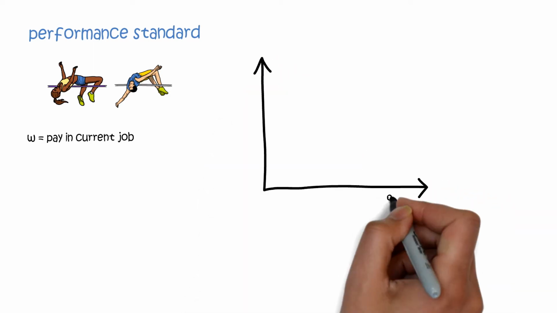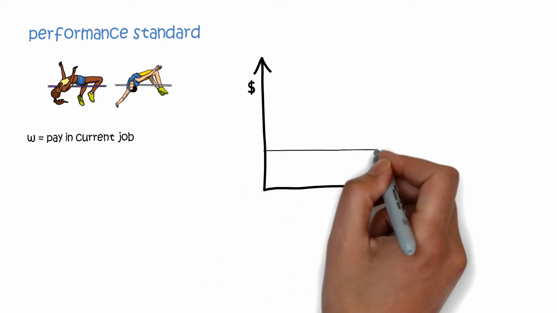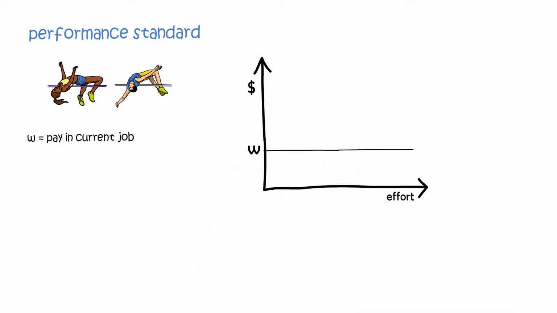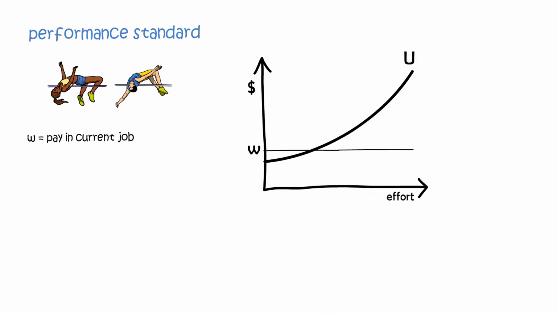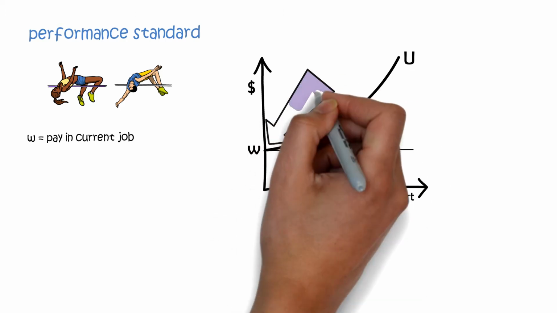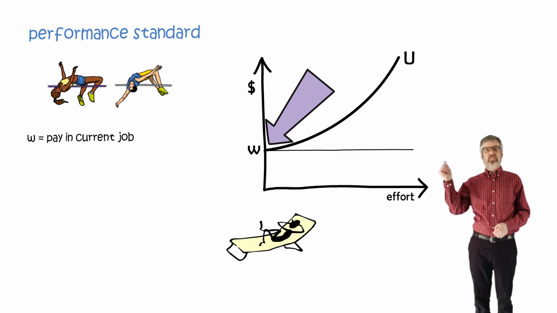We can represent this graphically using the familiar approach. Pay is independent of effort, so it's a flat line at W. Let's add an indifference curve for a worker who likes money but dislikes effort. Economic theorizing predicts that such a worker will exert the least amount of effort possible that keeps their job. In other words, with this non-performance-based compensation plan, the worker is predicted to shirk.